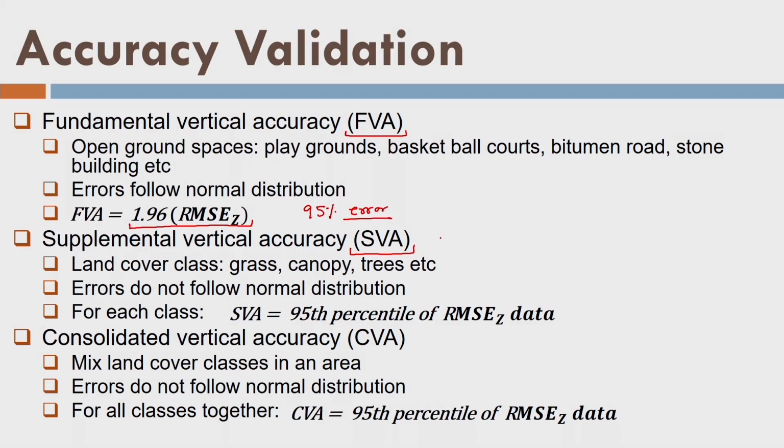Now, let us consider some other areas where errors are not normally distributed. Such areas are vegetation, trees, grass ground or grasslands and so on. In such areas we define supplemental vertical accuracy using the 95th percentile of the errors. But before looking into how to find the 95th percentile, we will first define one more accuracy criterion called consolidated vertical accuracy. What is the CVA?